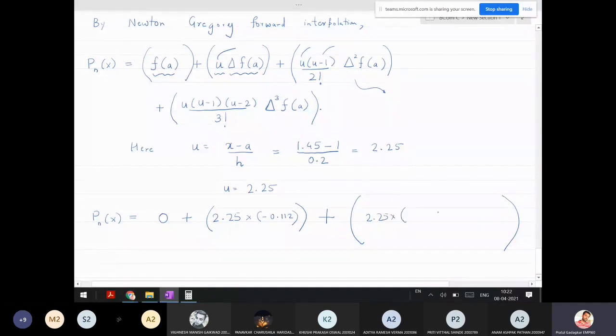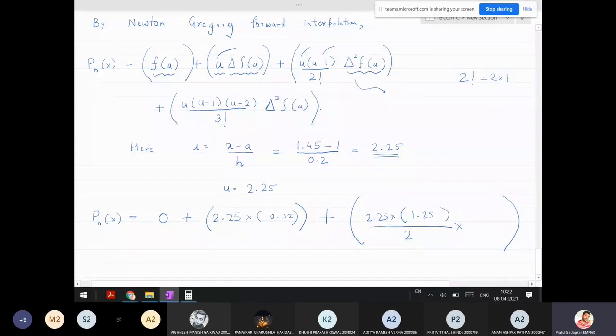Multiplied by u minus 1. U minus 1 means 2.25 minus 1, and 2.25 minus 1 is 1.25, right? Because I'm subtracting 1. Divided by 2 factorial. This 2 factorial means what? 2 factorial means 2 into 1. What is 2 into 1? 2 into 1 is 2. Multiplied by delta square f of a.